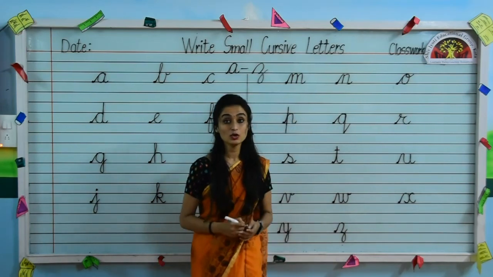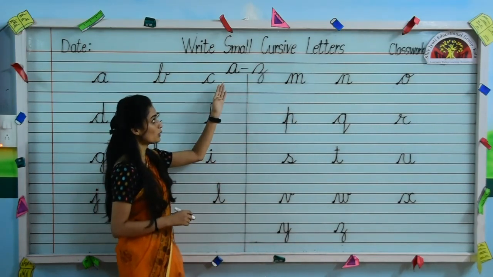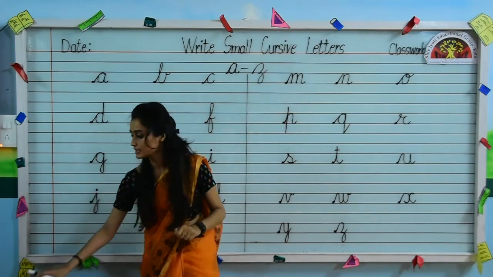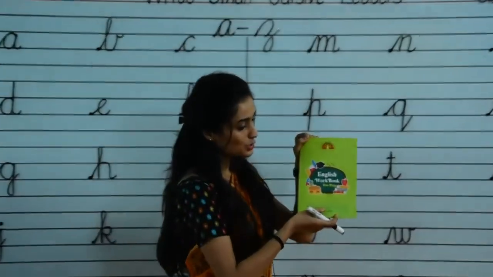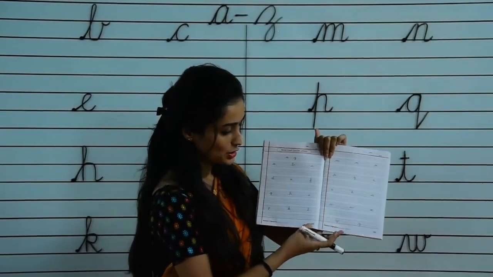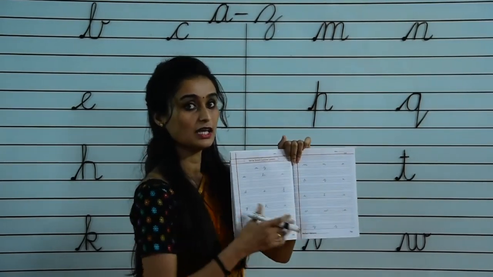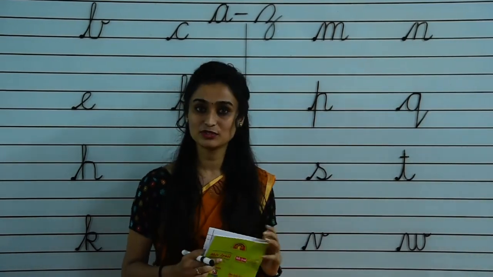Okay kids, so you have to complete your small cursive letter A to Z in your English workbook on page number 14 and 15. Kids, write very neatly and beautifully.